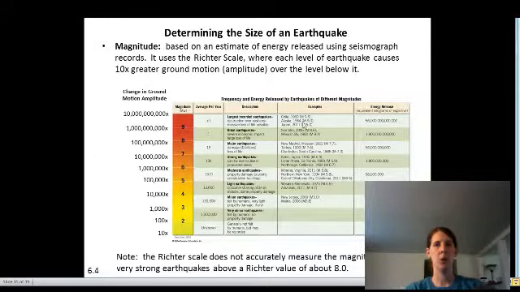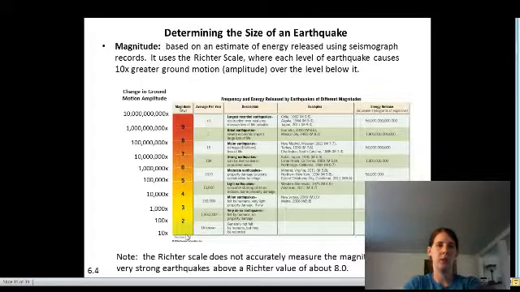And then the one you're probably more used to is called the magnitude. This is based on an estimate of energy released using the seismograph records. This uses the Richter scale. So each level of an earthquake causes 10 times greater ground motion than the level above it. So it's a log scale.